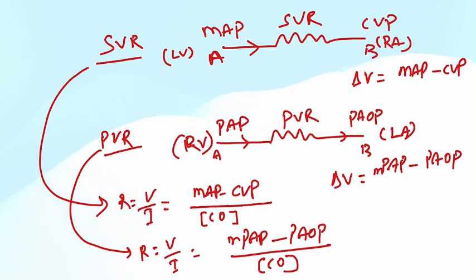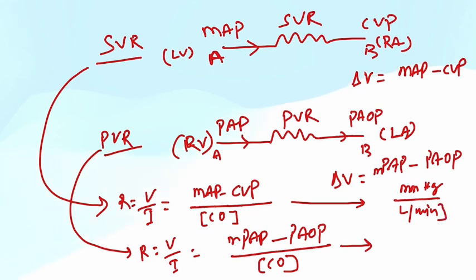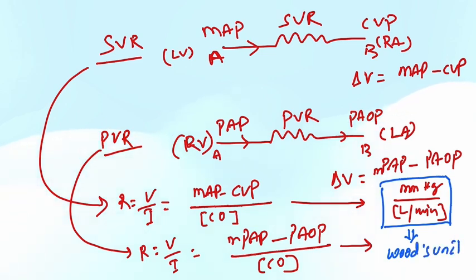If we calculate this value, let us understand the units first. Mean arterial pressure and central venous pressure are expressed in millimeters of mercury, mmHg, divided by cardiac output, which is expressed in liters per minute. The same goes for pulmonary vascular resistance. So the unit is millimeters of mercury divided by liters per minute, and this is called Wood's unit.